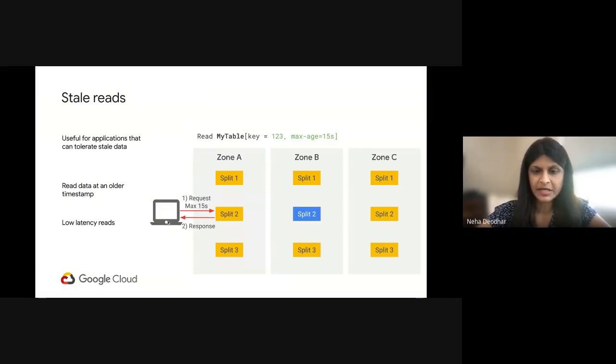So in this case, the user will make a request for a read and it will say that, hey, I'm looking for a read with max 15 seconds staleness. And now the replica that receives the read may not require communication with the leader and can serve back a read very quickly.